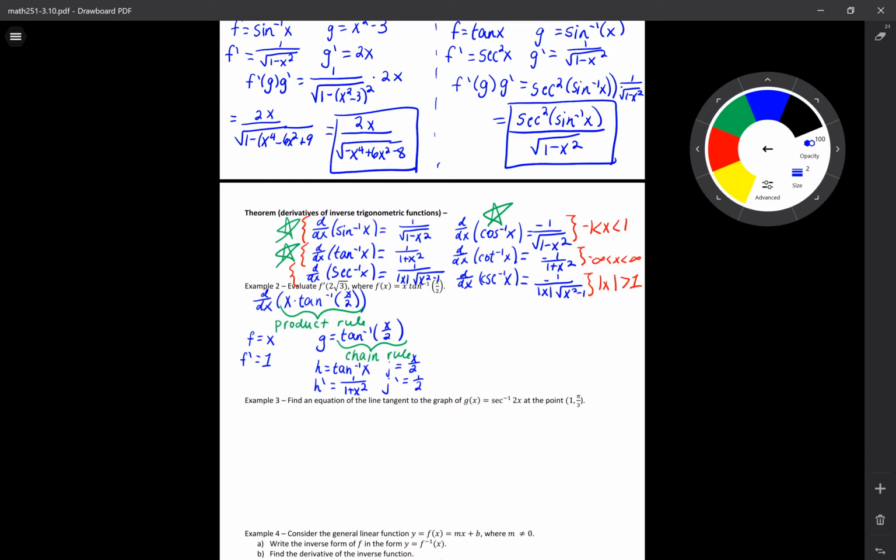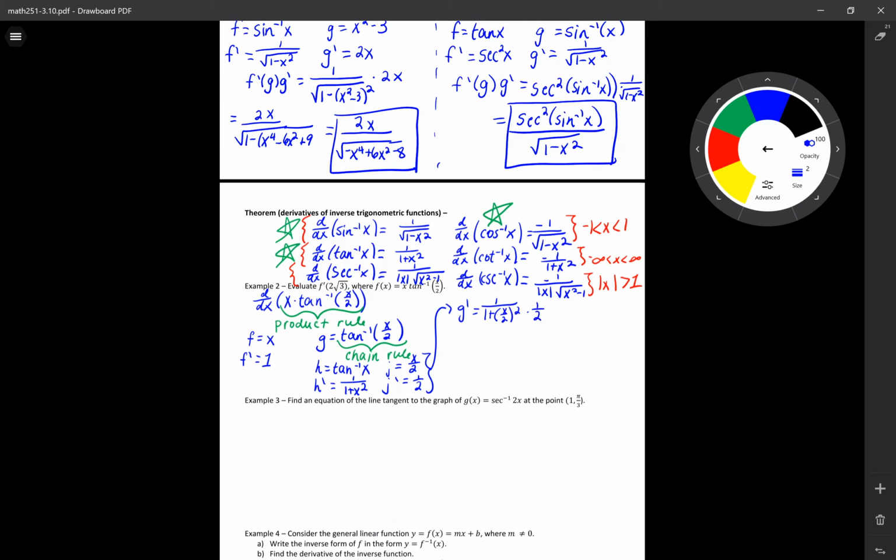Okay, so now plugging into the chain rule gives us g prime is equal to h prime of j, sorry, I got my variables mixed up there. So h prime of j is 1 over 1 plus (x over 2) squared, times j prime, which is 1/2.